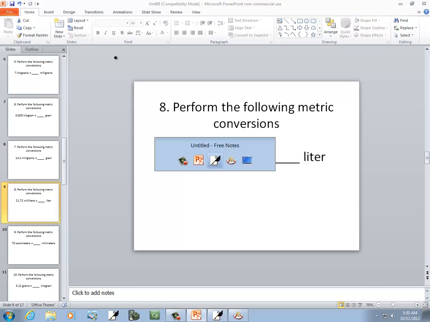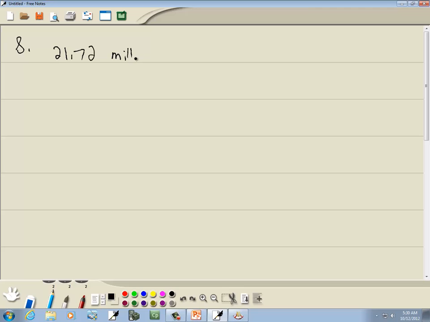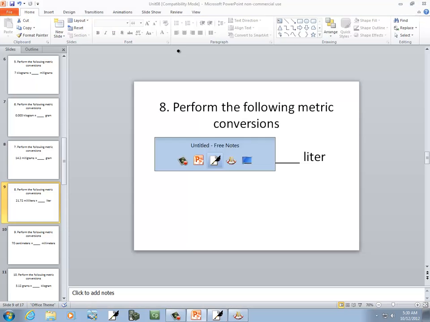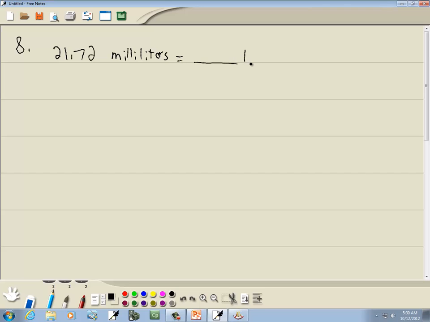.72 milliliters equals blank liters. King Henry doesn't usually drink chocolate milk, Mom. So milliliters would be right here. We're going to liters, which is our unit, which is right there.